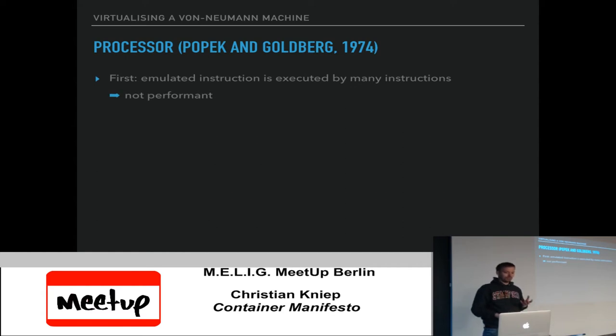And the first thing that was done with virtualization of machines was that everything was emulated, right? So you could emulate whatever architecture you want on an x86 processor, but you have to emulate instructions that are executed as many instructions on the host machine, right? So if you want to access something, then the emulator has to parse the instruction and then think about how to act on this instruction.